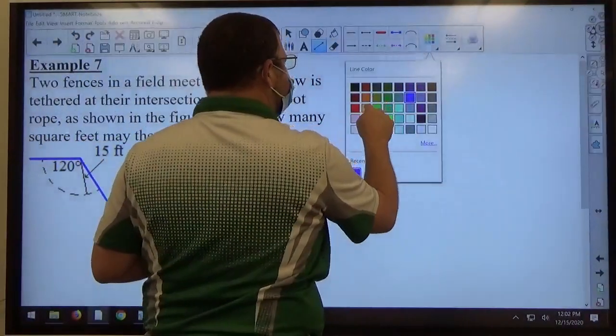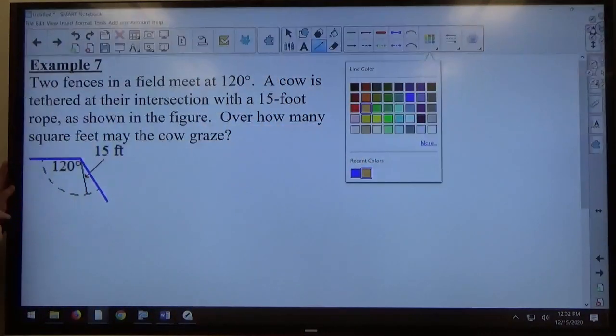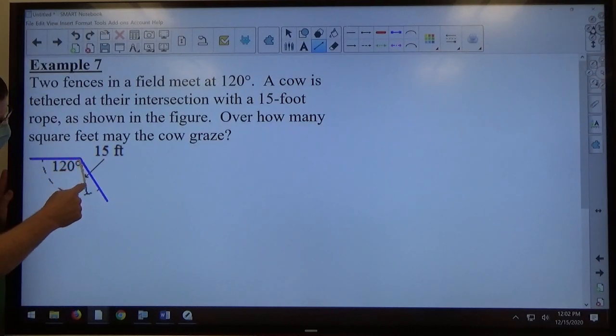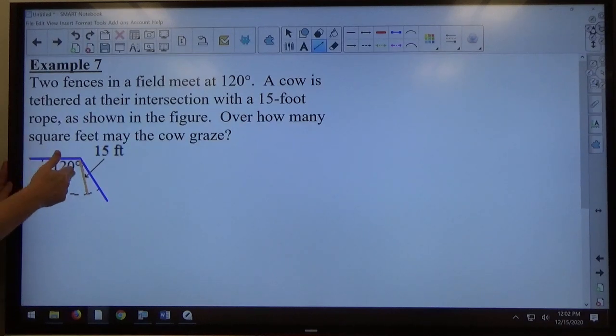This other thing in here, we're on day two, example seven. This is the rope that the cow is tethered to the corner of the fence there. There you go, right there. The fence makes a 120-degree angle with the other fence, and we have this cow that's attached to a rope, so its grazing area is right in here. And it says the rope is 15 foot long, showing the figure. Over how many square feet may the cow graze?